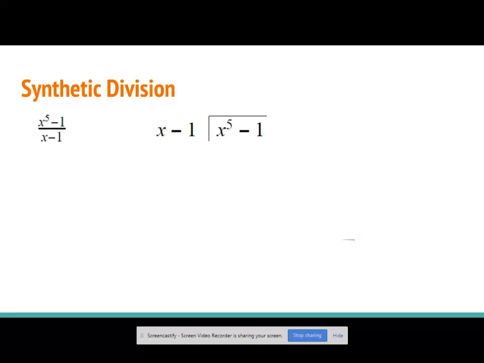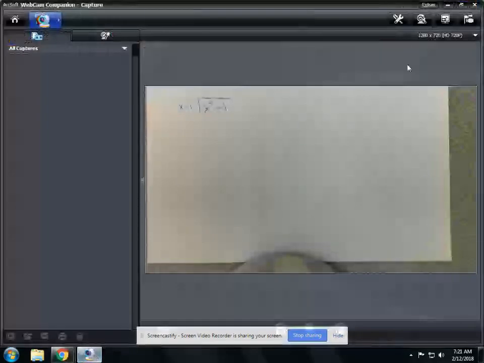And when we're doing any kind of division, whether it's long division or synthetic division, we need to account for that and have a placeholder. So we would say we have 0x to the 4th, 0x cubed, 0x squared, 0x. So the synthetic division would start out like this. We have 1x to the 5th, 0x to the 4th, 0x to the 3rd, 0x squared, 0x, minus 1. And again, here my divisor of x minus 1, I'm going to take the opposite of minus 1. So that's the setup. I'm going to go over to my document camera.